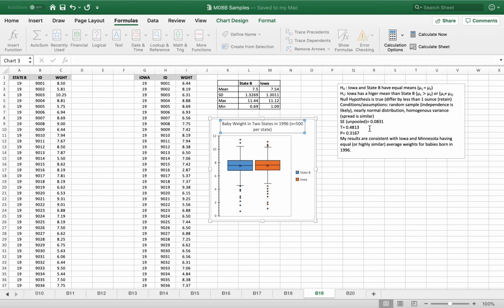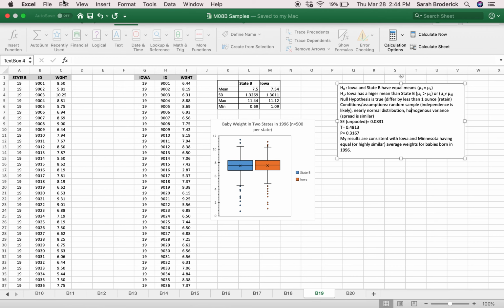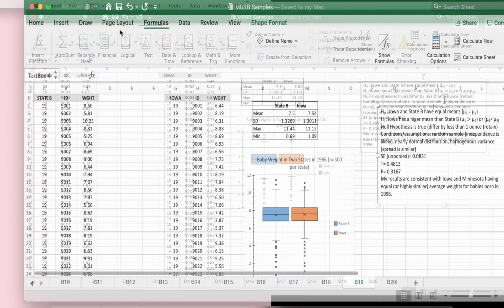And then from there, I got my t-score of 0.4813, and then my p-value, which I calculated in Excel, as 0.3167. And then I said that my results are consistent with Iowa, and the state that I said was State B is Minnesota, because they have equal or highly similar average weights for babies born in 1996. And then from there, I'll show you my distribution and confidence interval.